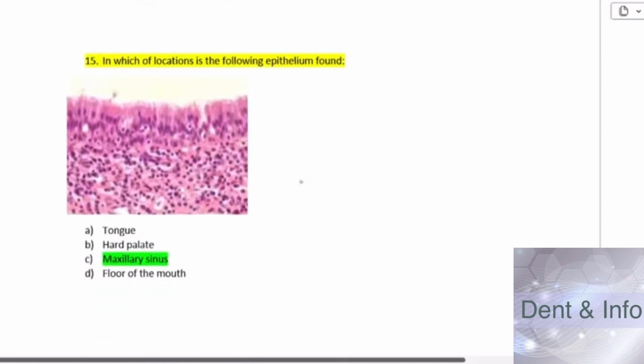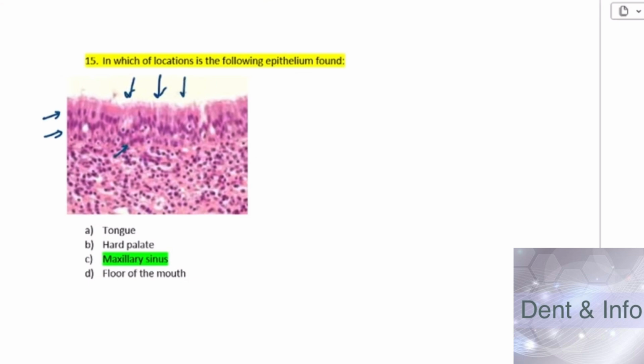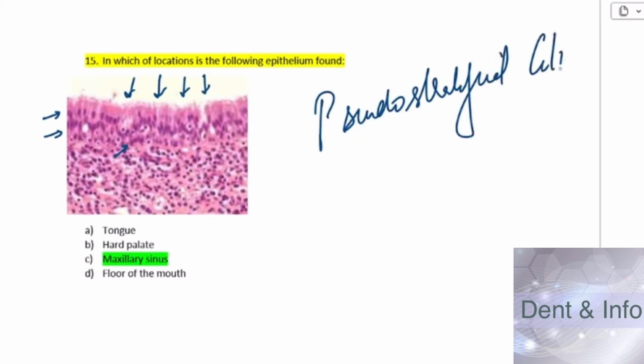Next is, in which of the locations is the following epithelium found? So first, they are not asking you to identify the epithelium, but the first thing you should do is try to identify it. We can see here different layers of nuclei, looks like stratified, but here we are looking at cilia also. So this is basically pseudostratified ciliated columnar epithelium. Where do we find this?